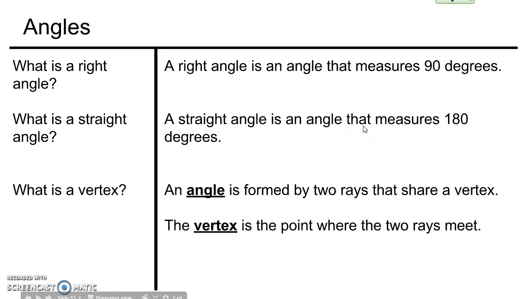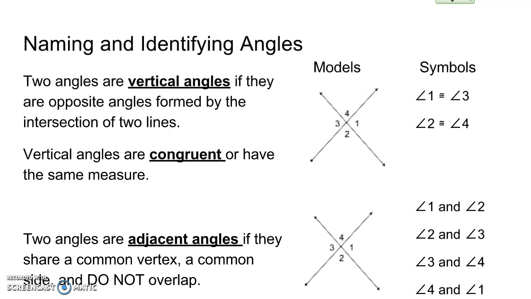First, a few terms you need to make sure you know. Remember, angles is a lot of vocabulary. You need to know what the different types of angles mean. So for a right angle, know that that's a 90-degree angle. When we say a straight angle, that means a 180-degree angle. A vertex is the point where two rays meet, and that forms an angle. Okay, an angle is formed by two rays that share a vertex. So those are some terms you need to know.